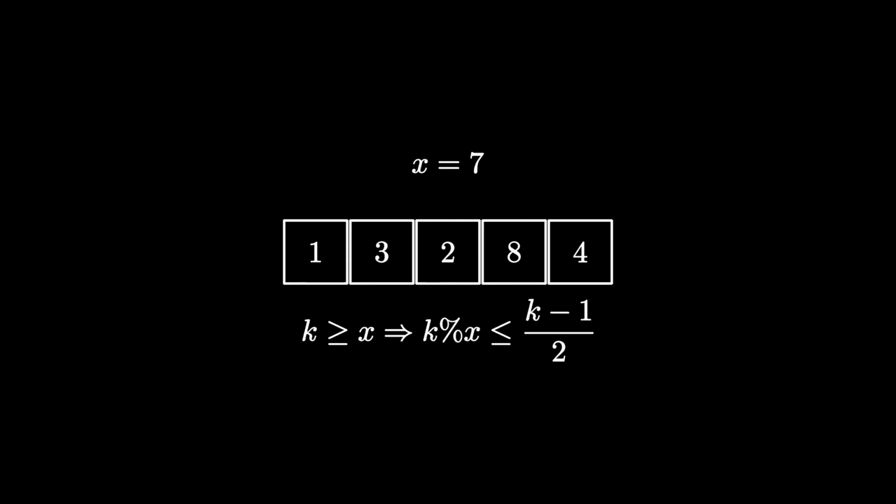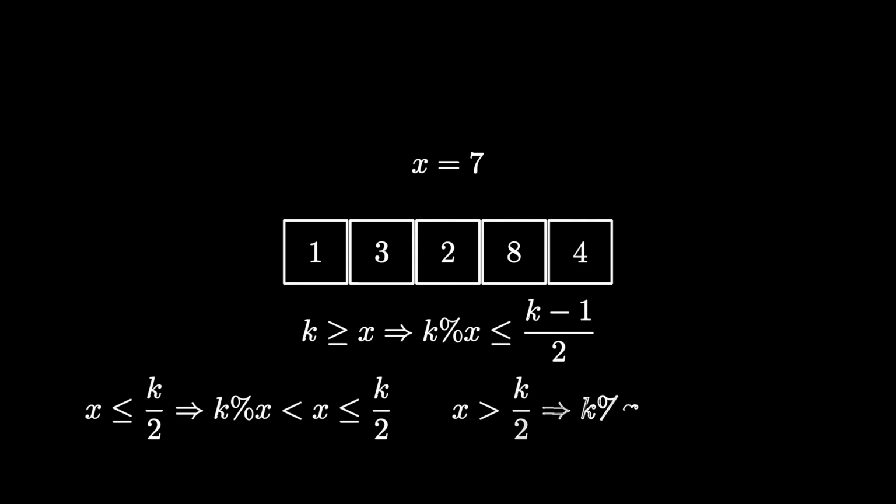This follows from the fact that if x isn't bigger than k divided by 2, then k modulo x is less than x, which is at most k divided by 2. And if x is bigger than k divided by 2, then we subtract something greater than k divided by 2 from the number k, so it becomes less than k divided by 2.